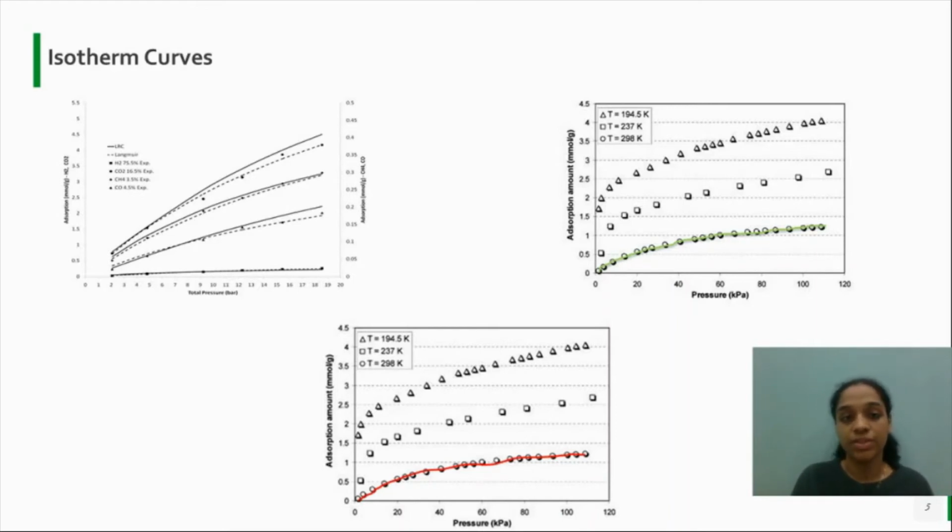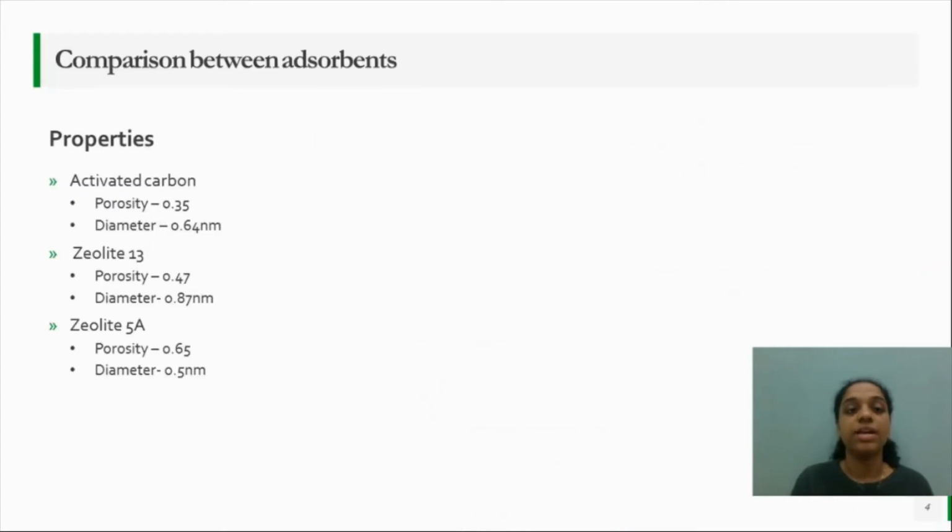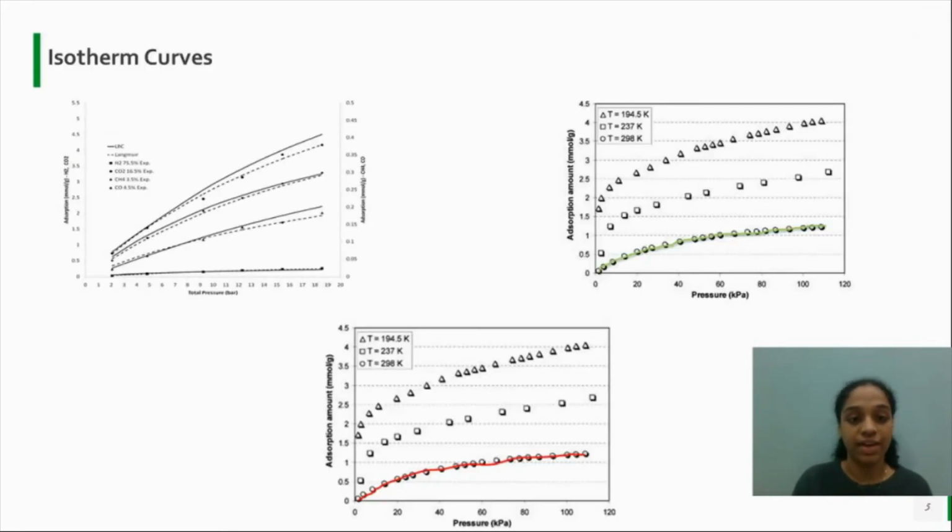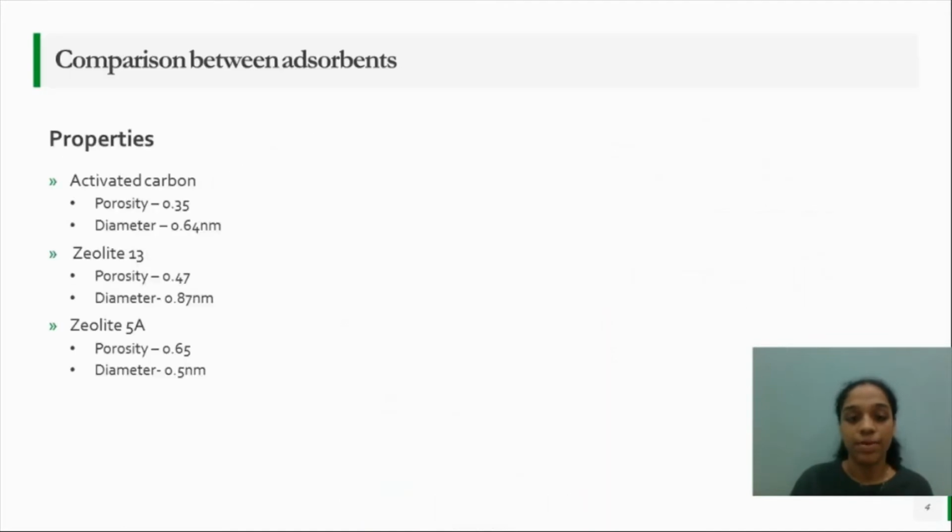Based on these few reasons alone, zeolite 5A is the better and most suitable adsorbent to use in this particular PSA system. Not only because of its very defined isotherm curve, but also because its properties are better than the other two adsorbents. For example, it has a lower diameter compared to the other two, which means it has the most surface area suitable for adsorption. It also has the higher porosity value, which means it will be better for adsorption.